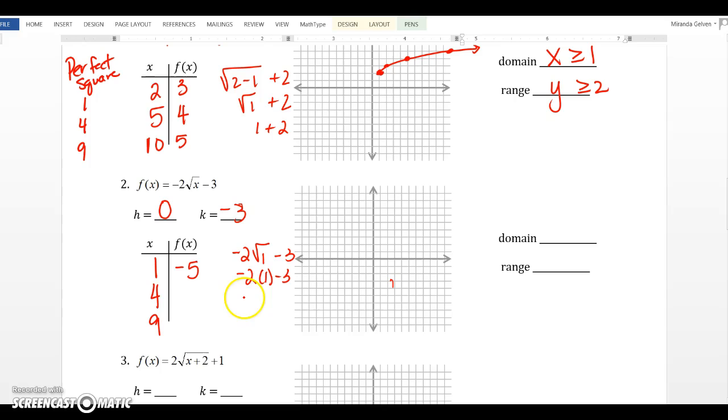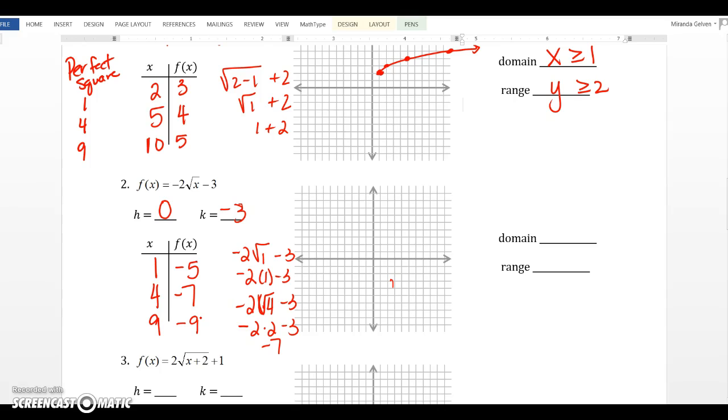Now I'm going to plug in 4. -2 times the square root of 4 minus 3 will give me -2 times 2 minus 3, or -7. And if I do the same thing for 9, square root of 9 is 3. -2 times 3 is -6. Minus 9, or excuse me, minus 3 is -9.